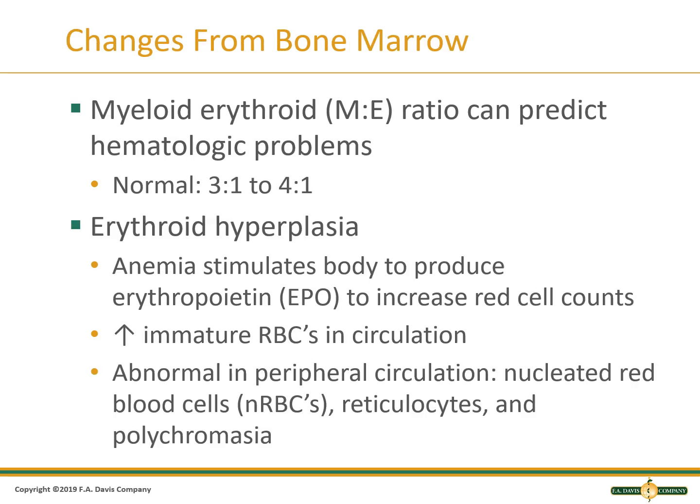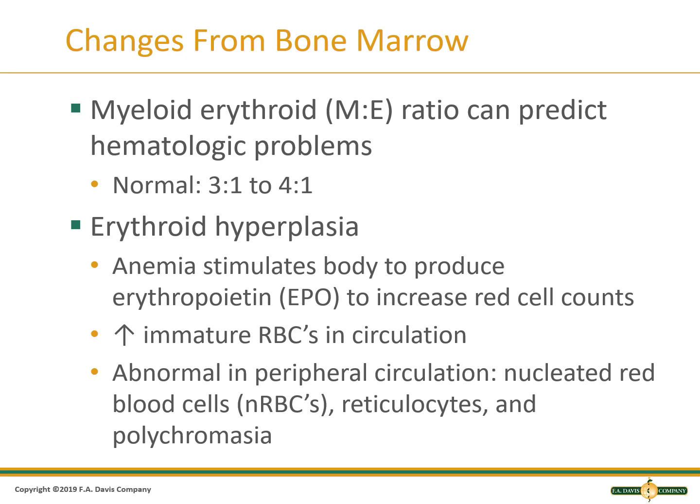One of the ways that changes can occur from the bone marrow is when the body looks at the myeloid-erythroid ratio, which can predict any type of hematologic problem. So a normal ME ratio, or myeloid to erythroid ratio, would be 3-to-1, so 3 myeloid to 1 erythroid, or 4-to-1.